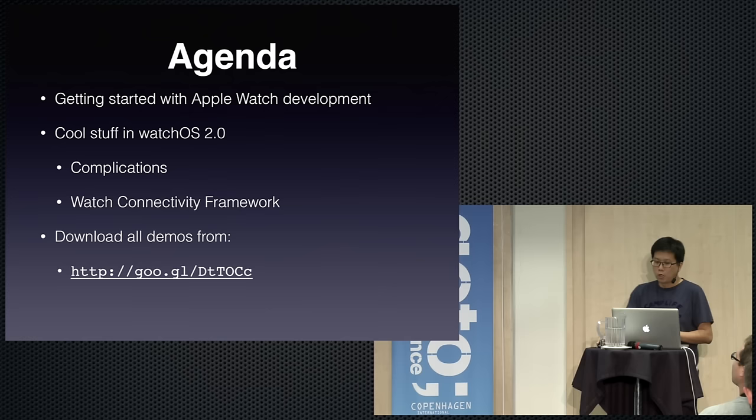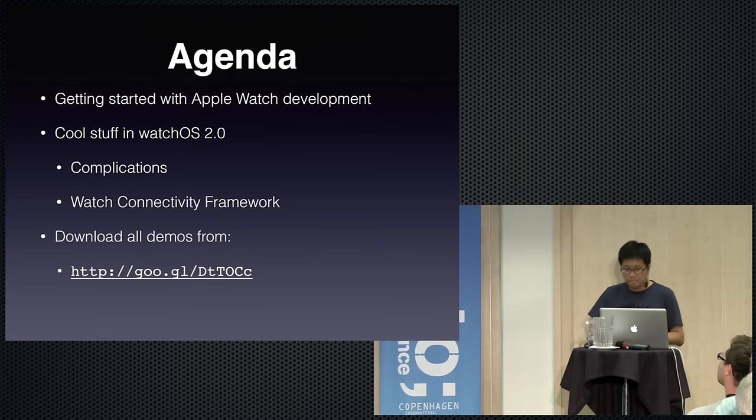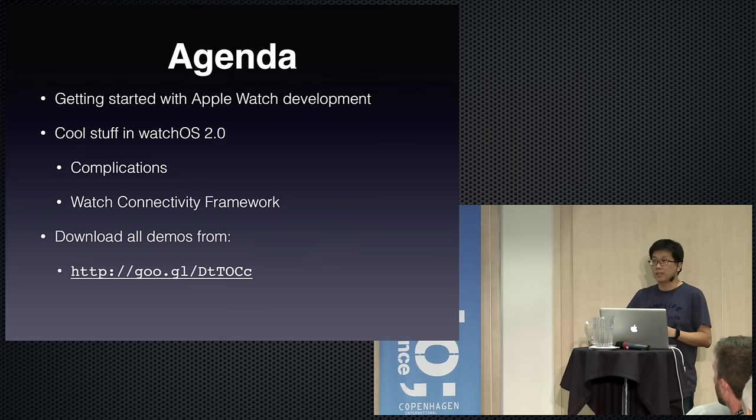So the agenda that we want to cover for the next 50 minutes: I'm going to get you started with Apple Watch development. I think some of you are already familiar with that, so just bear with me a while as I get the rest up to speed. Then we can talk about some of the new cool features in the latest version of the Watch OS, the new stuff available in Watch OS 2.0: complications and the WatchKit connectivity framework. You can download all the demos from this website, and you can also download the slides for this session, and everything is there.